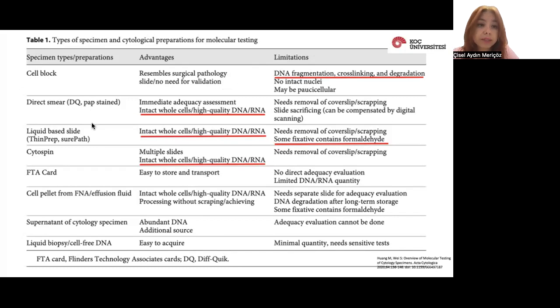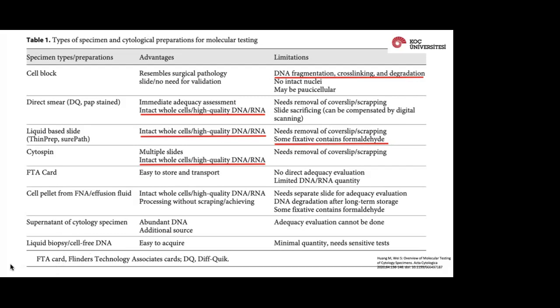When we look at the direct smear, liquid-based slides, and cytospin, we have high-quality DNA and RNA, and if we are performing fluorescent FISH, we can see intact whole cells. But of course, we have to remove the cover slip and sacrifice our slides. But now we are lucky because we can compensate for it by digital scanning. For the liquid-based slides, some fixatives contain formaldehyde, and it may cause DNA fragmentation or cross-linking. But don't forget, we are not using them a lot, but we can use cell pellets or supernatant of cytological specimens too.